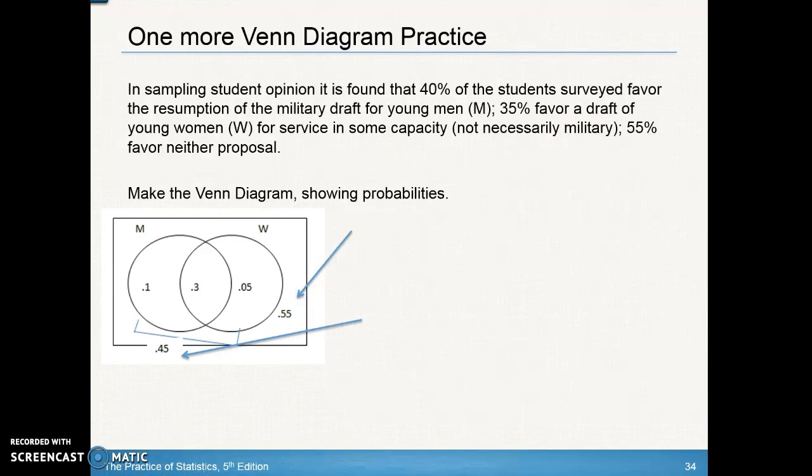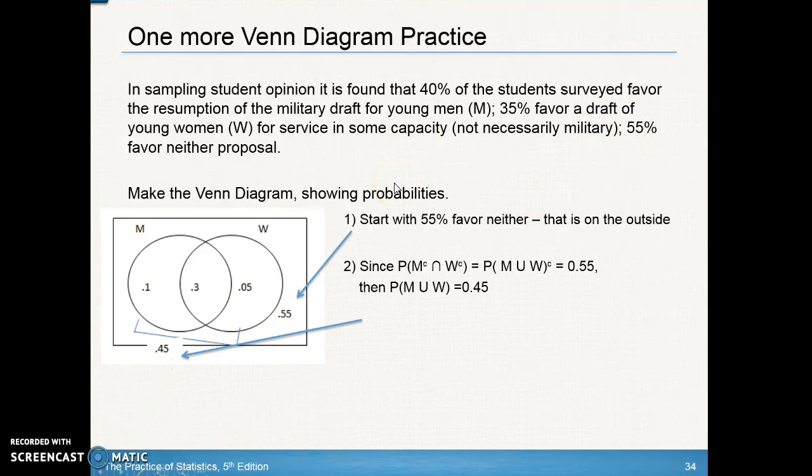Okay, so let's see how you did. So this is a little bit tricky. All right, number 1, this part right here wasn't too bad. We knew that 55% favored neither. Okay, so that was outside of the Venn diagram. So we have our men, the resumption of a military draft for men and for women. Number 1, start with the 55% that favor neither because that's on the outside. That's not too difficult to find.